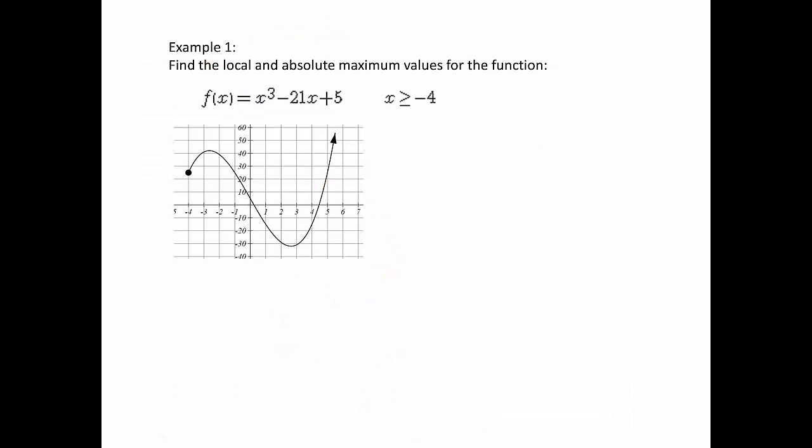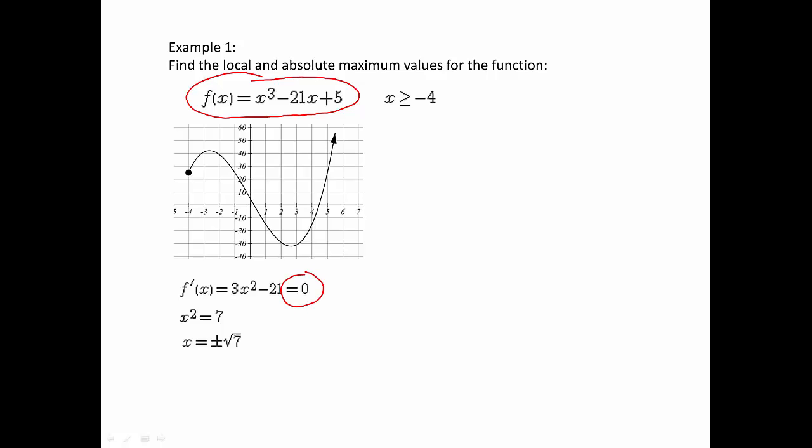So let's look at an example. Find the local and absolute maximum values for this function. Let's go ahead and take the derivative of the function. We're going to try and find some critical numbers. When you take the derivative and set it equal to 0, you get 2 answers, the negative square root of 7 and positive square root of 7. Of course, approximately that guy there is the negative 1, and approximately that guy there is the positive 1. These are the critical numbers, in addition to negative 4.